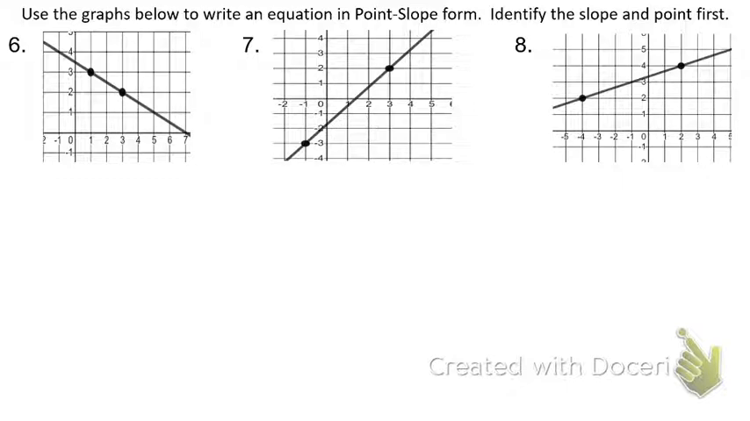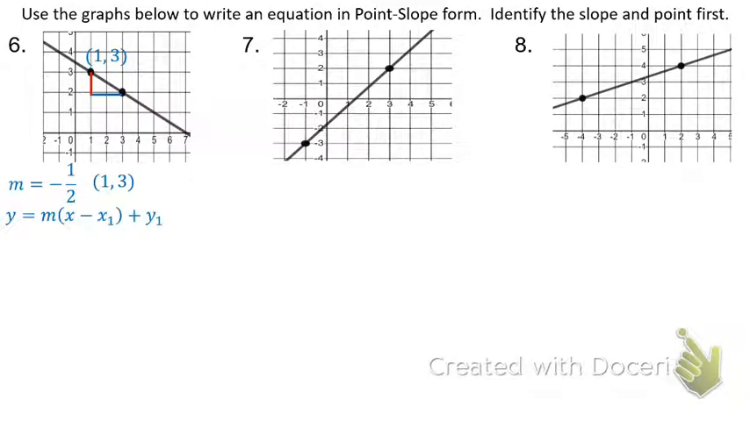All right, we're going to first find the slope. So on number 6, I see it's got a negative slope because it goes down as you go to the right. In particular, it's going down 1 as you go 2 to the right. So the slope here is -1/2. And then we pick some known point. For instance, let's take the point (1, 3).